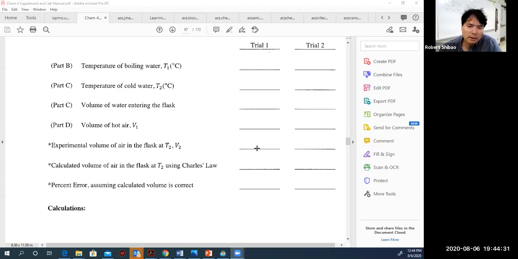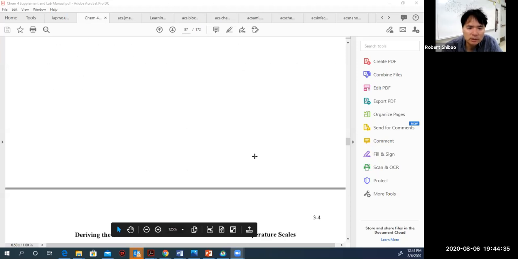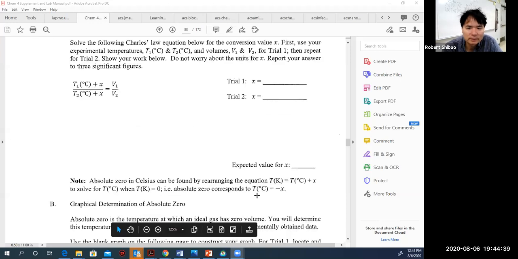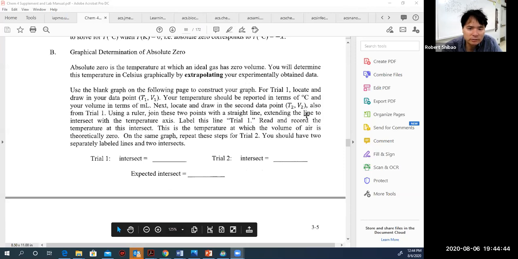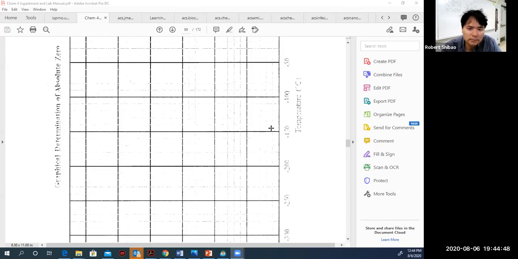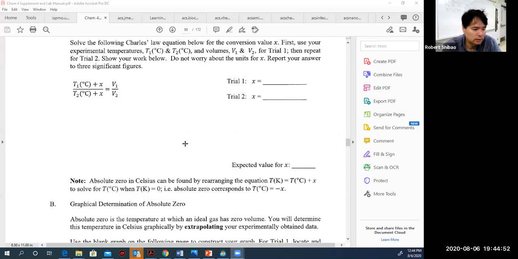Okay. I'm going to finish the calculation for trial one. I'm going to do this calculation for trial one, and we'll do the graph for trial one. And then you just repeat it for trial two. My graph paper didn't come out so nice on the scan.